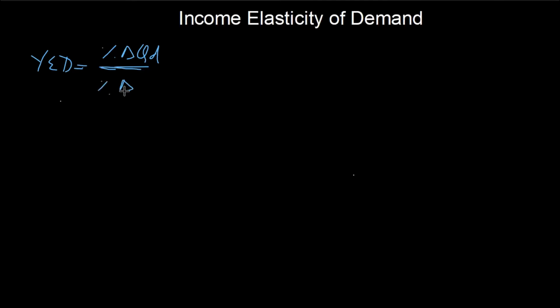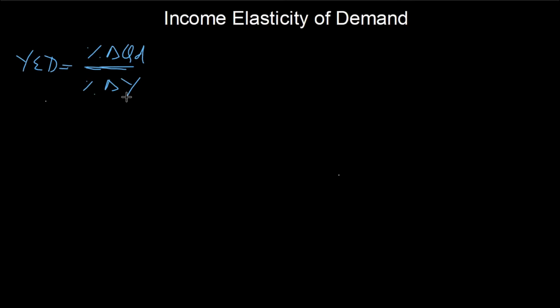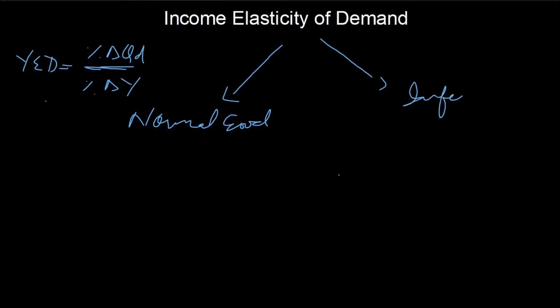Income elasticity of demand is calculated using the formula YED is equal to, where YED stands for income elasticity of demand, and it is equal to percentage change in quantity demand divided by percentage change in income. Income elasticity of demand is used to differentiate two types of goods: number one is normal good and number two is inferior good.